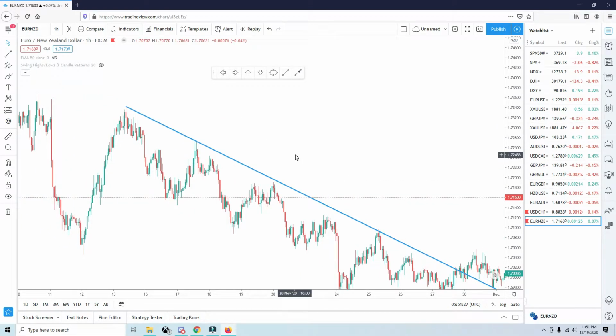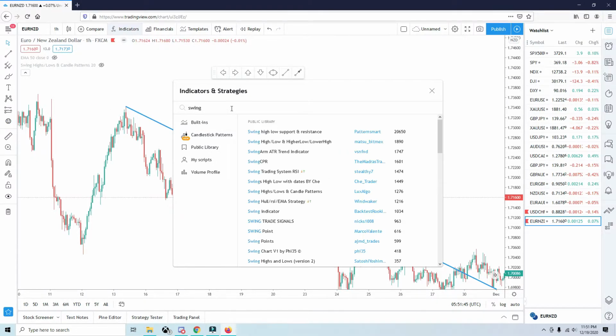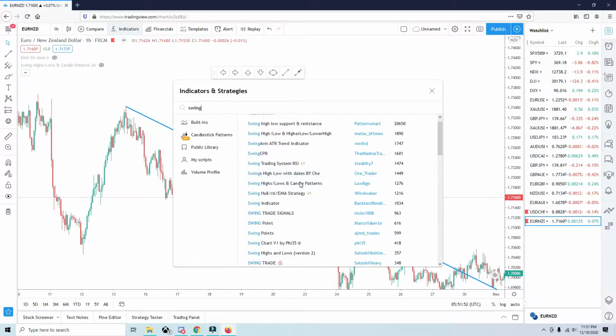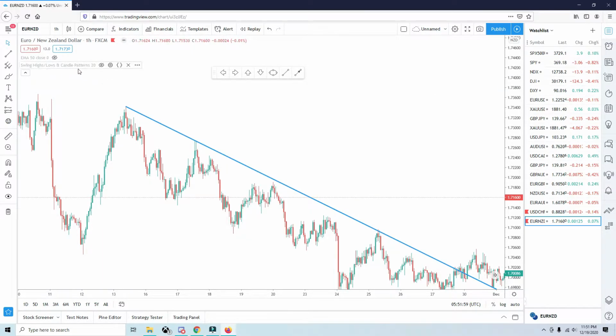Here's one of the tools I started using when I was brand new, and I still use it to this day. It's just a visual cue for me. Up here on the indicator list, guys, if you click it and type in, you can see right here it says swing high. Swing highs and lows, candle pattern 20. There's a bunch of these in here, so you can use one that fits your eye well, but this is the one I use. If you type it in exactly like that, it'll pop up there.